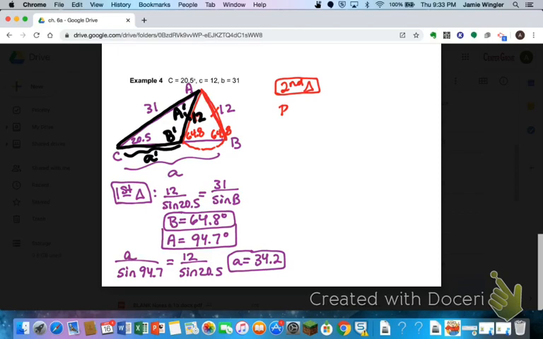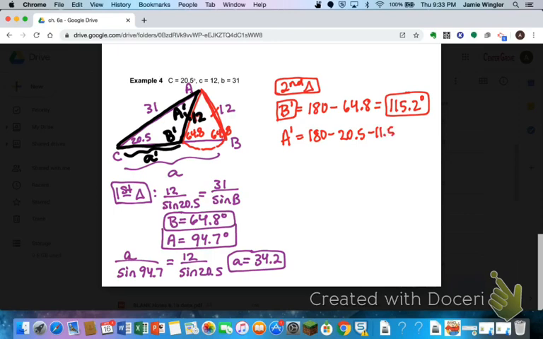I'm going to find B prime by using supplementary angles, and 180 minus 64.8 ends up being 115.2 degrees. Then angle A prime, I'm going to use the fact that triangles add up to 180, so I'm going to take 180 minus 20.5 minus 115.2, and I'm going to get A prime to equal 44.3. Remember, if those angles go over 180, you stop the process and you cannot make a second triangle.